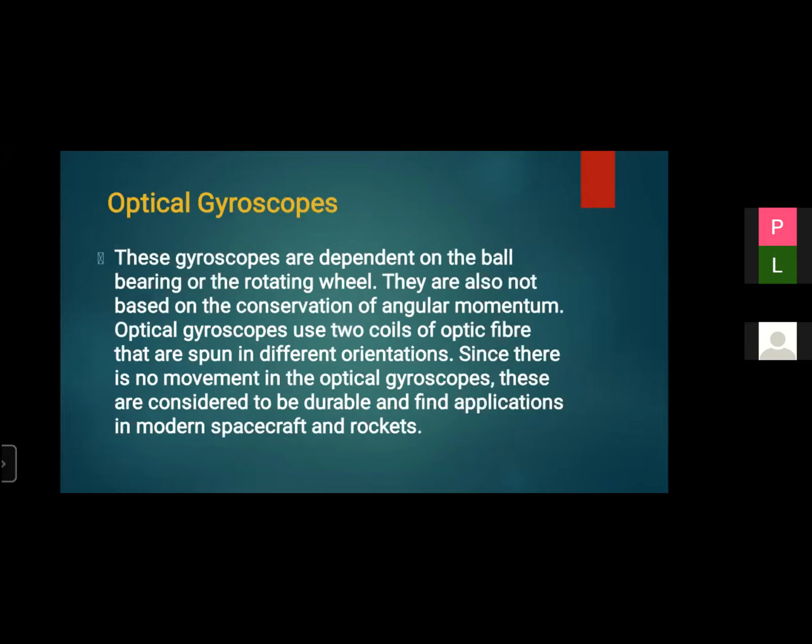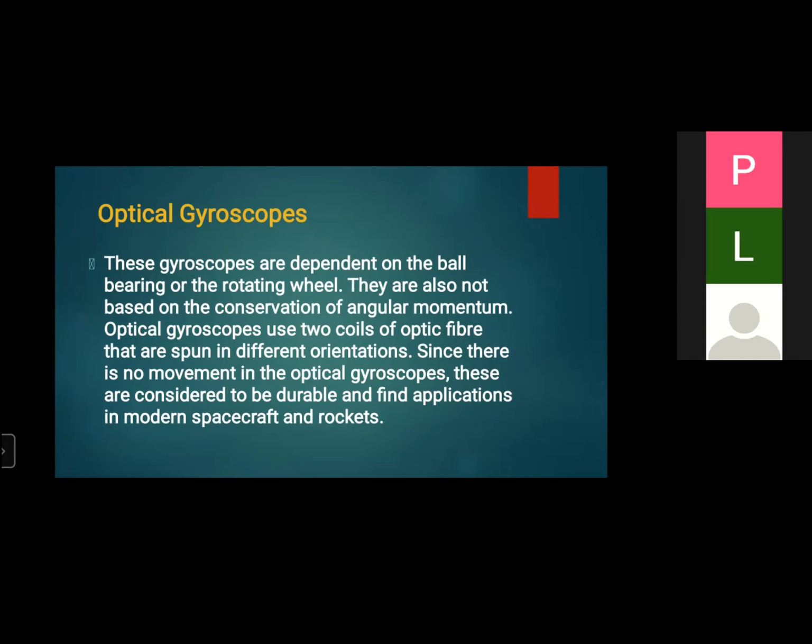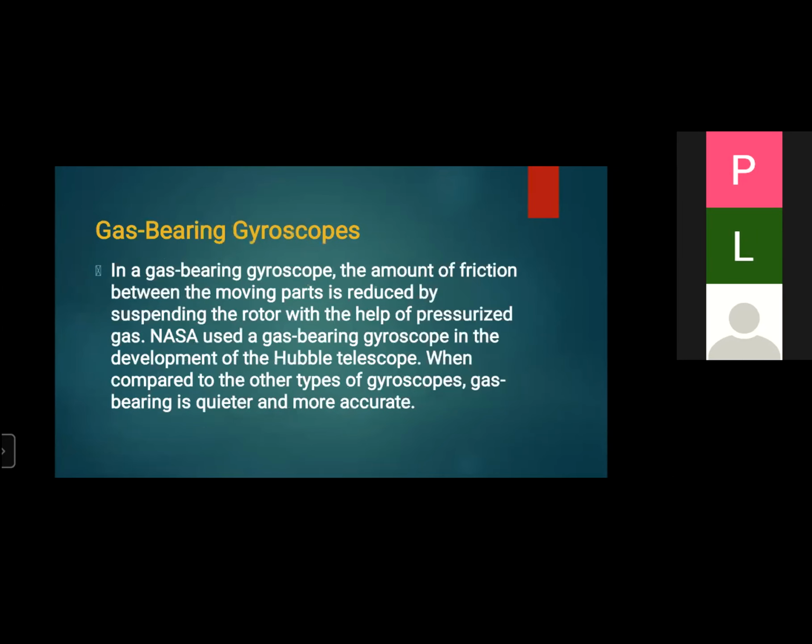And the next one, the optical gyroscope. Mechanical gyroscopes depend on ball bearings on the rotating wheel, but optical gyroscopes are not based on the conservation of angular momentum. Optical gyroscopes use two coils of optic fiber that spin in different orientations. Since there is no movement in an optical gyroscope, it is considered durable and fine for applications in modern spacecraft and rockets.